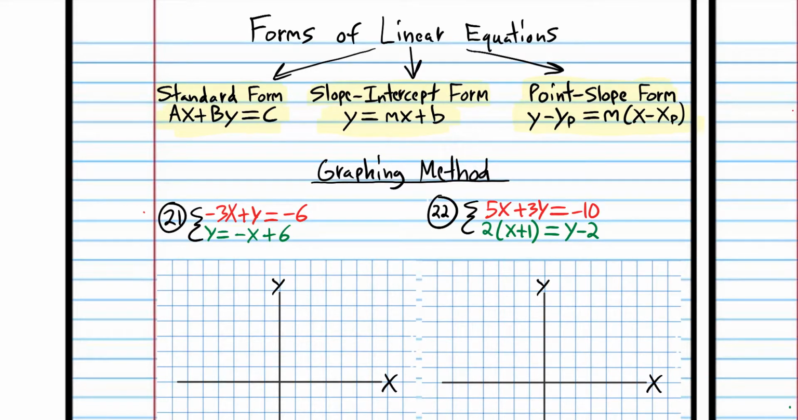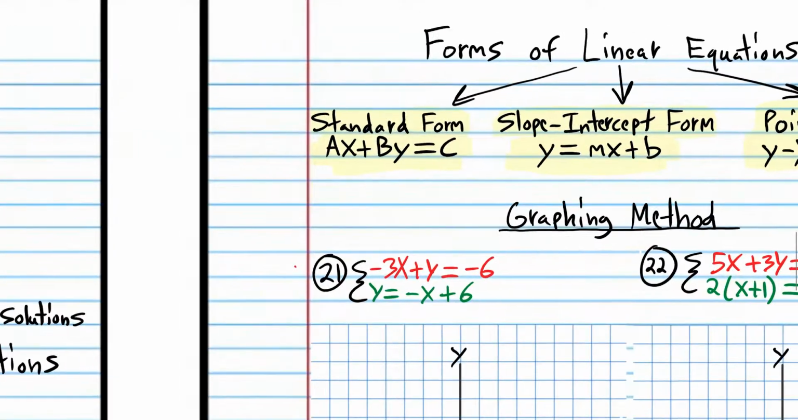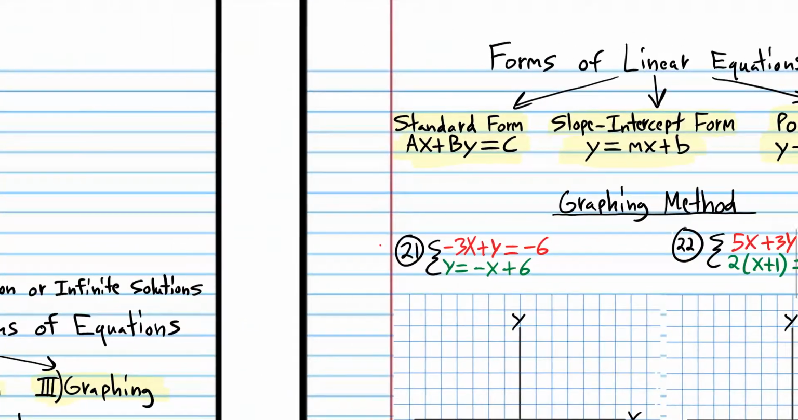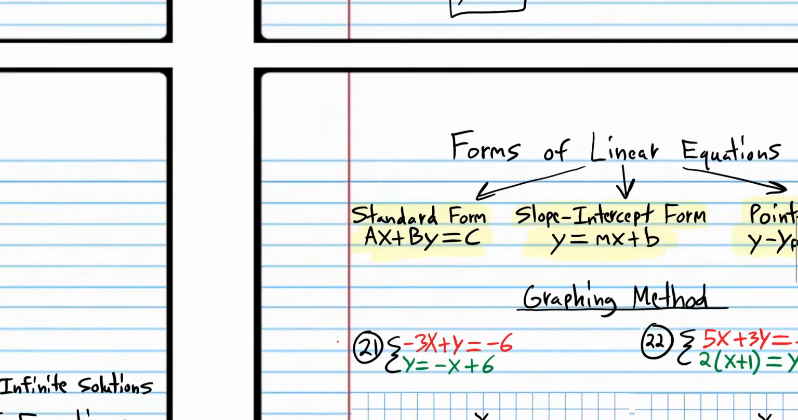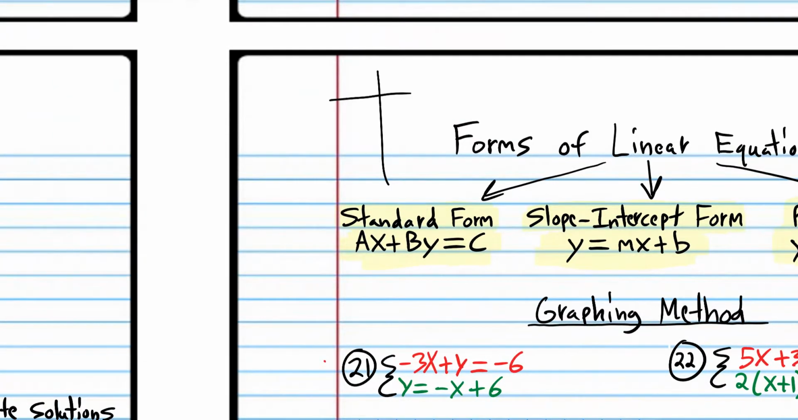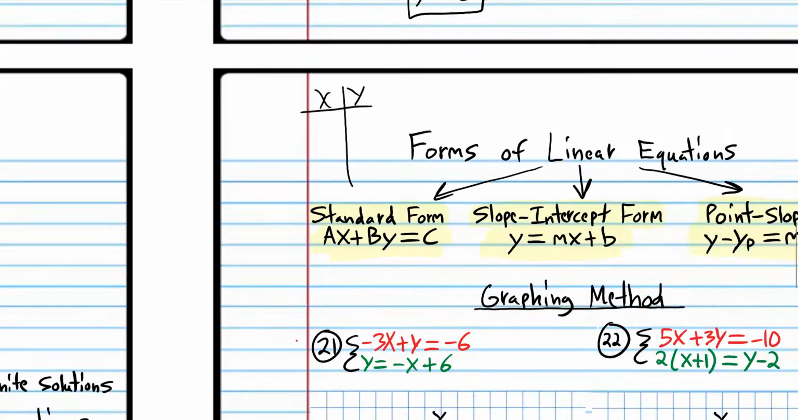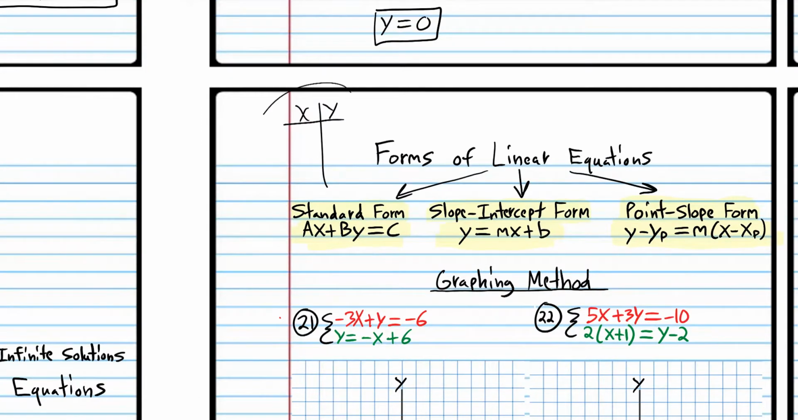Now remember, the table method works for any equation. It doesn't matter what form it's in. You can always use the table method where you choose an x value, say you choose 5, and then you figure out what the y value is going to be by using the equation. You can do that, but we'd prefer to stay away from that.